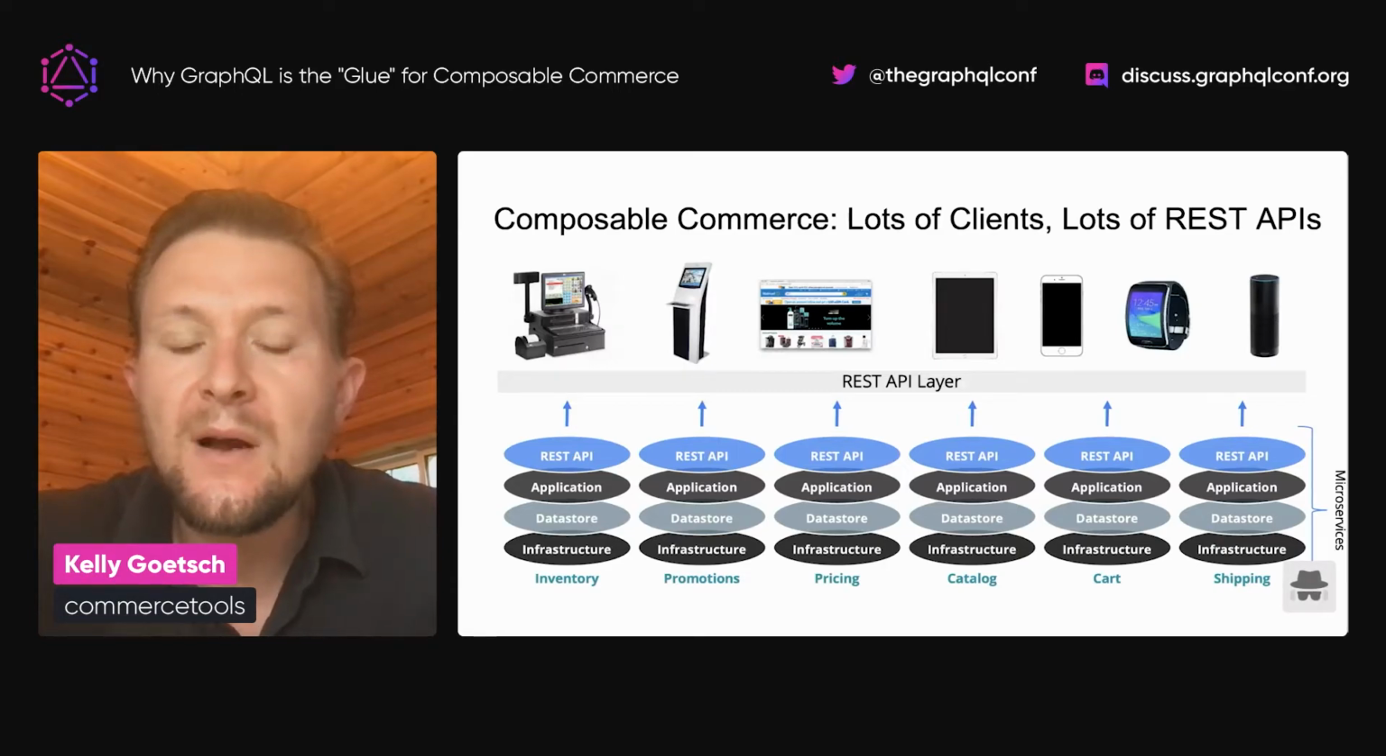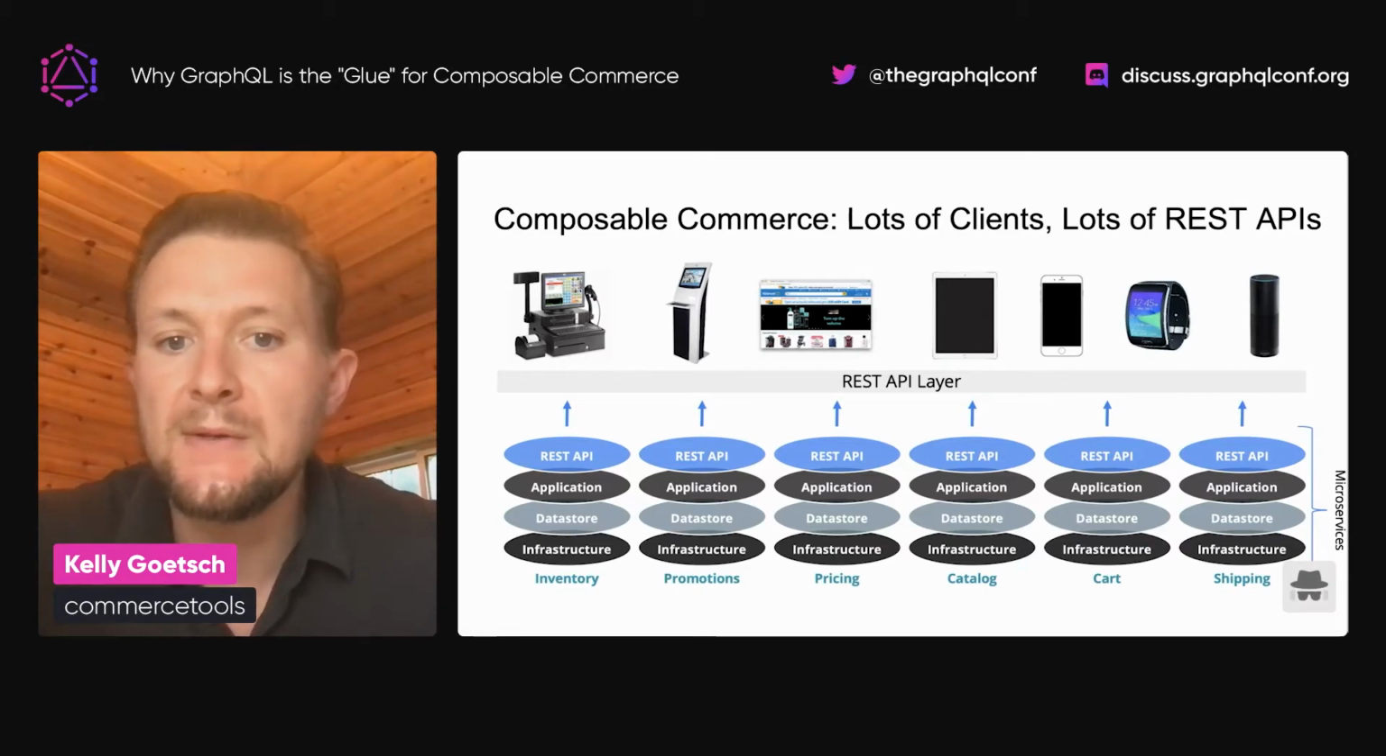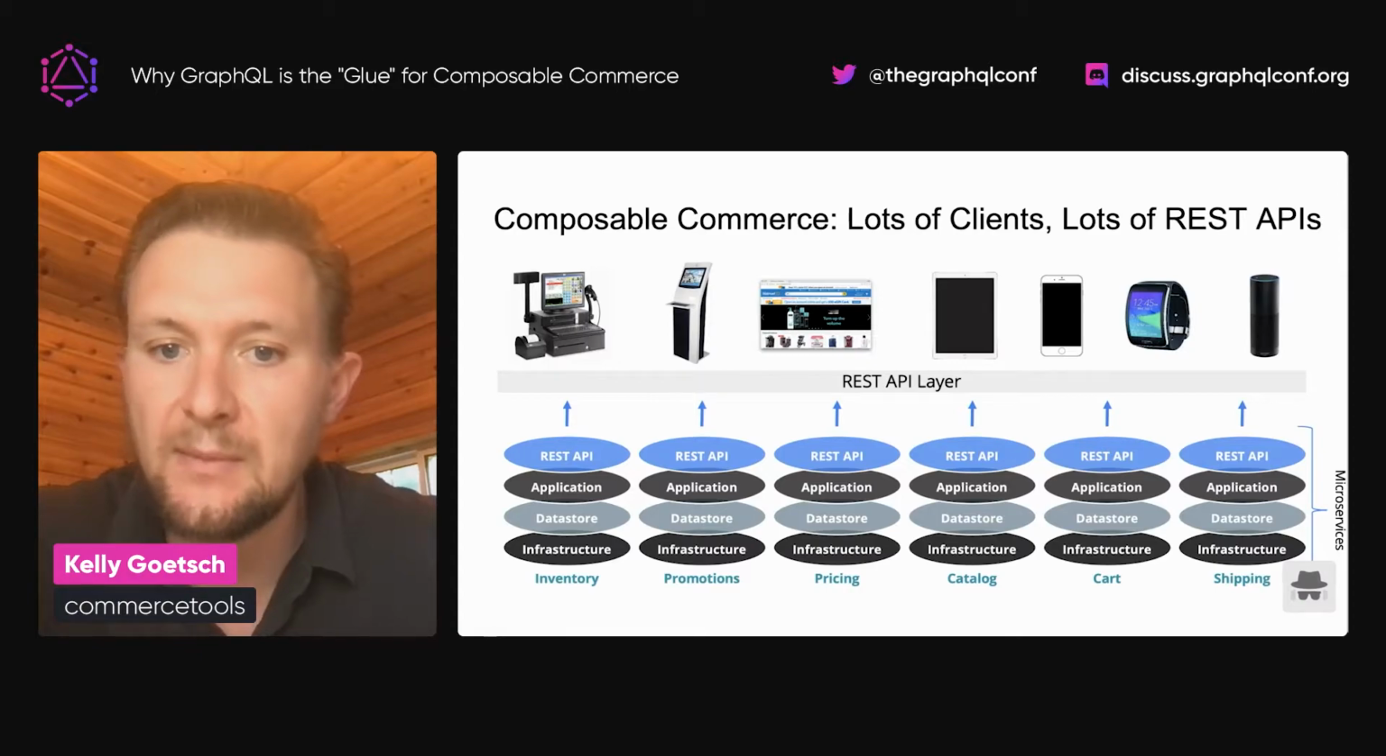Composable commerce is a term that was coined by Gartner in 2019, and it describes the ability to consume APIs from either different in-house microservices and/or different third-party SaaS applications. So you compose an experience using APIs from different sources, and those APIs are backed by microservices typically.